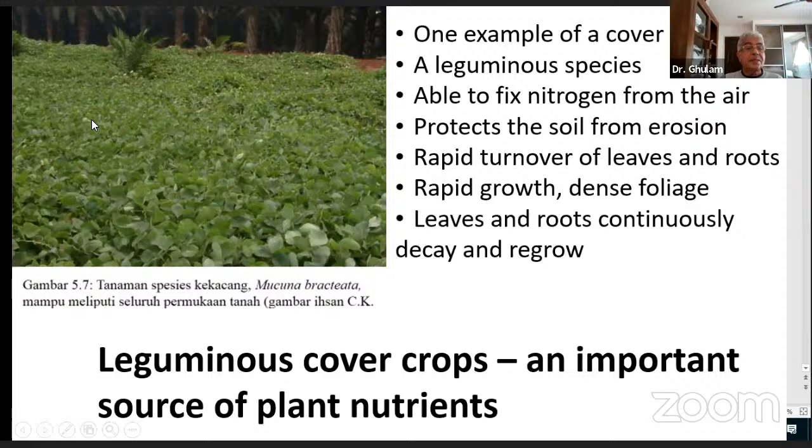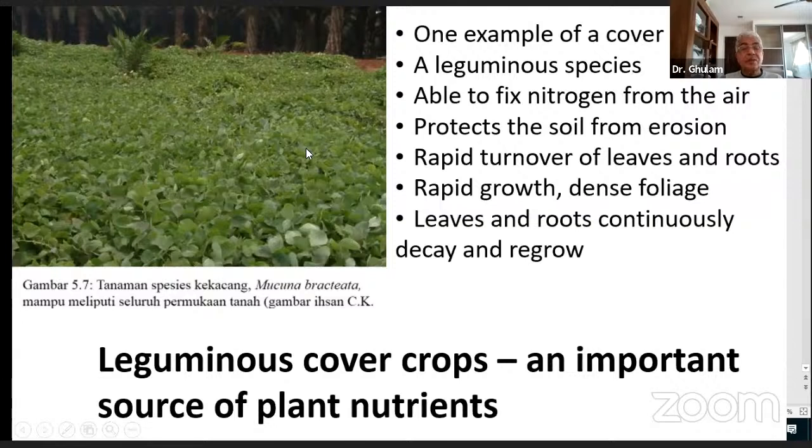And not only that, some of these species are very profuse in producing the leaves or the foliage. And these leaves contain also high amounts of nutrients, nitrogen, phosphorus, calcium, potassium, you name it. They have plenty of it.